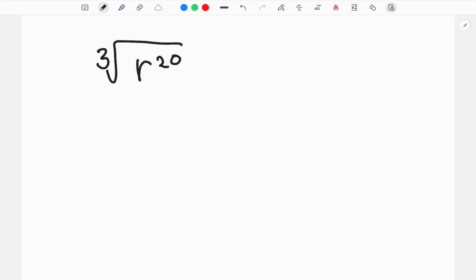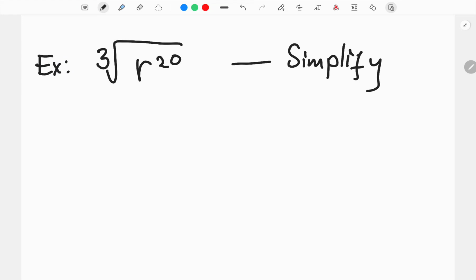We want to simplify this, right? Don't forget the goal is to simplify. But in order to achieve that, or in order to re-represent what we're given in its simplest form, what can we do? So we need to change this.